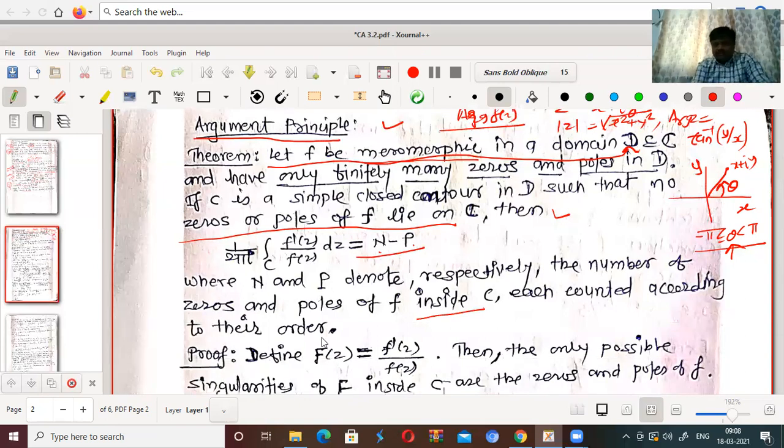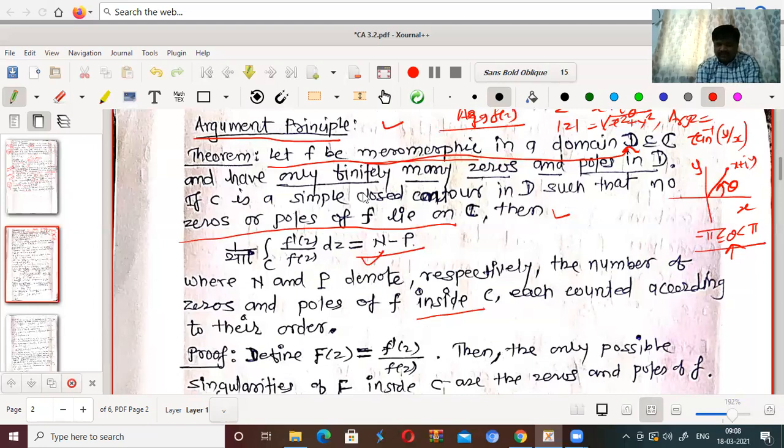That means if z equal to 1 is a simple zero, we count it once. Also, if z equal to 1 is a second order zero, meaning it is repeated 2 times, then we have to consider N as 2, not N as 1. So what this result says is that this is a relation between the number of zeros and poles and an integral.